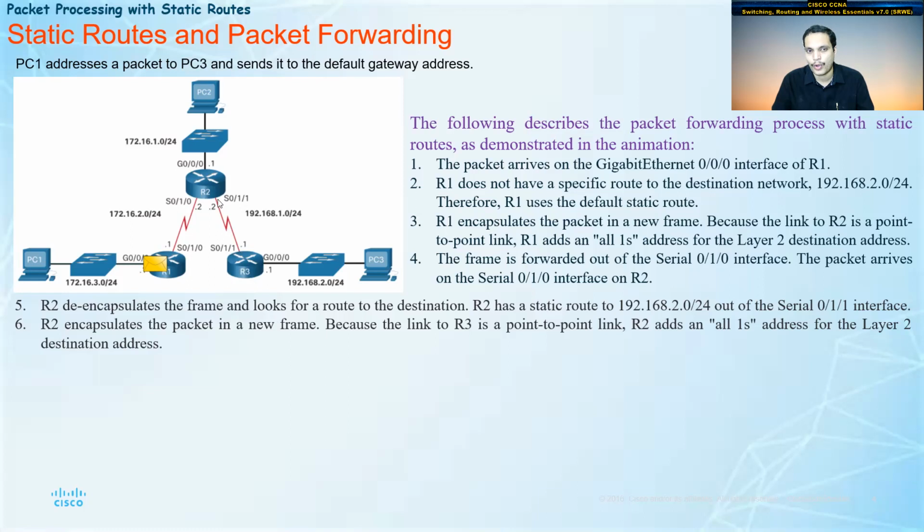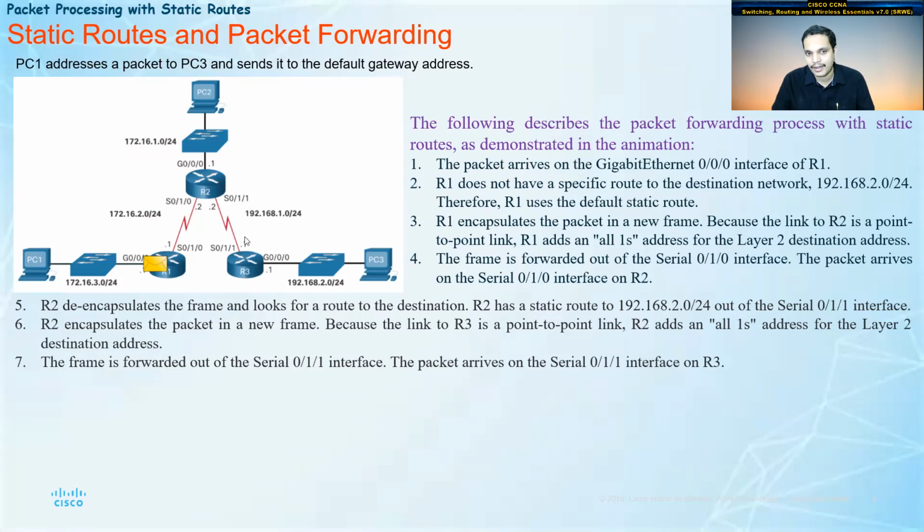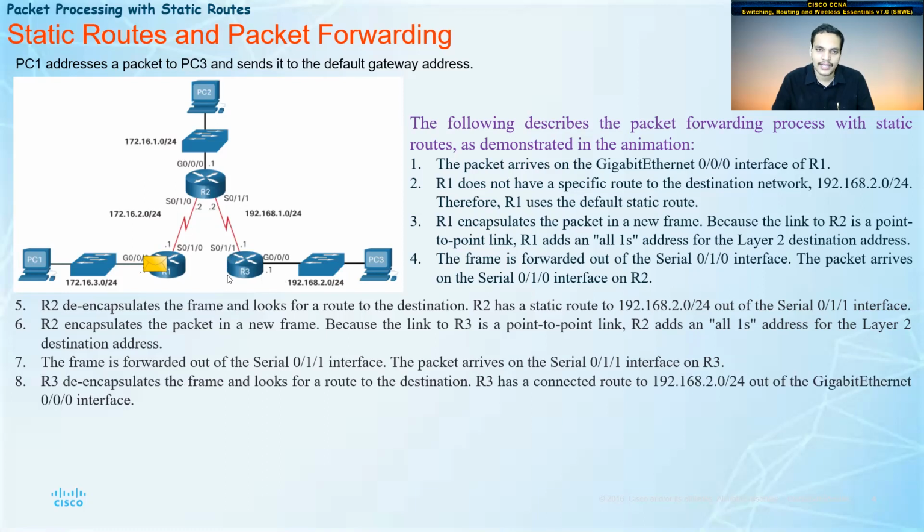And once again, this is a point-to-point link. It will have all ones as the destination MAC address. And this packet will be sent out from the S0/1/1 interface. This packet is then received by R3 on the same S0/1/1 interface. In the eighth step, once R3 receives this packet, it will decapsulate it and look for a route to the destination.